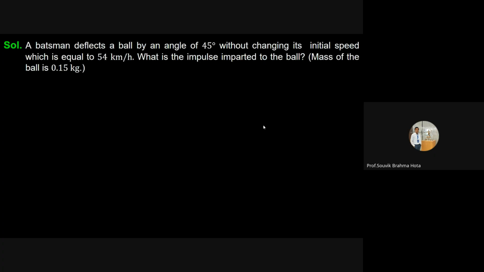Now the next question. A batsman deflects a ball by an angle of 45 degrees without changing its initial speed, which is 54 kilometer per hour. What is the impulse imparted to the ball? Mass of the ball is 0.15 kg.